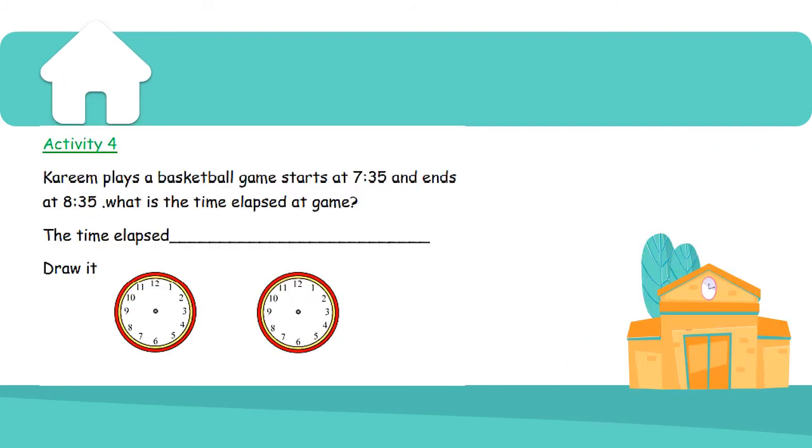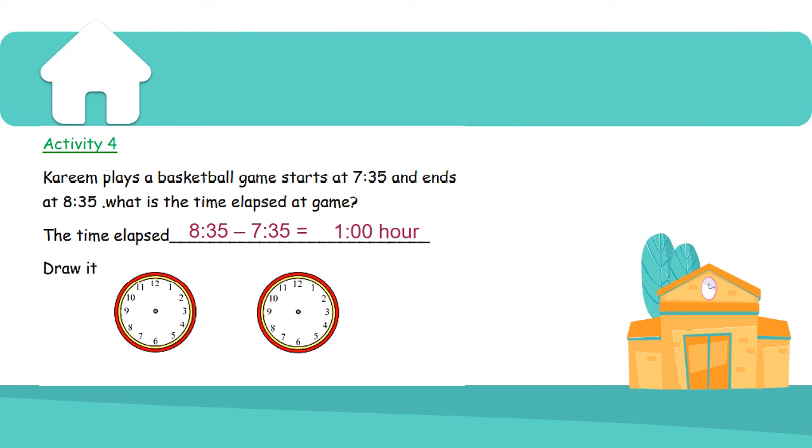Activity number 4. Karim plays a basketball game, starts at 7:35 and ends at 8:35. What is the time elapsed at the game? What is the time between 7:35 and 8:35? It's so clear. It's 1 hour. Excellent. 8:35 minus 7:35 will be 1 hour.